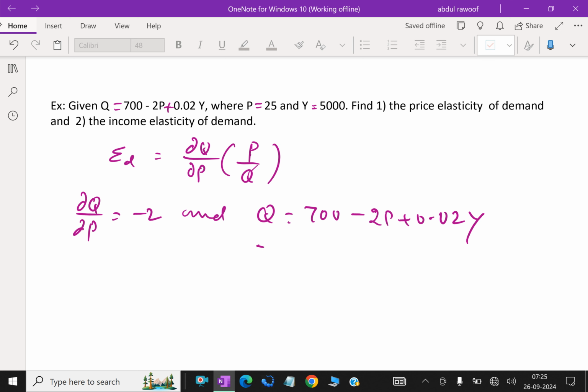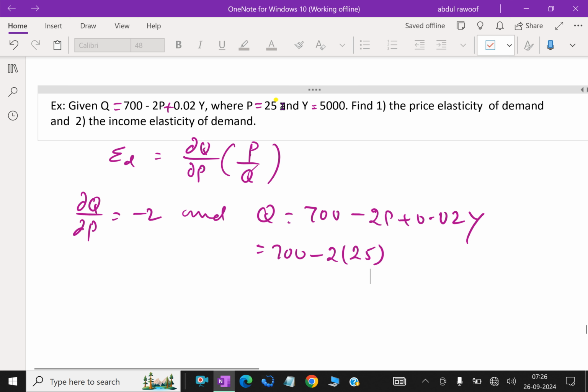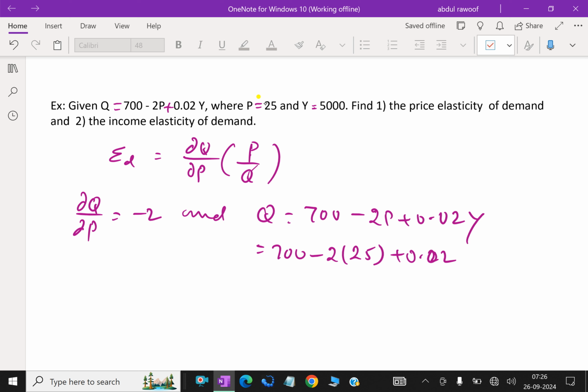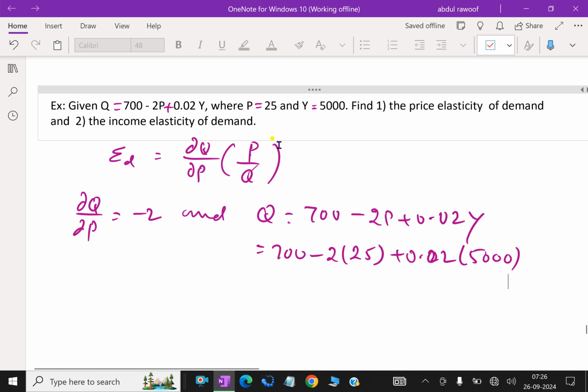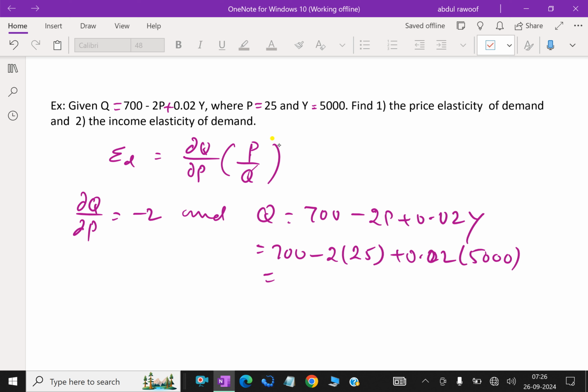Which is equal to 700 minus 2 into 25, because P is 25, plus 0.02 into 5000, because Y is 5000. Let's calculate this. It gives 750.